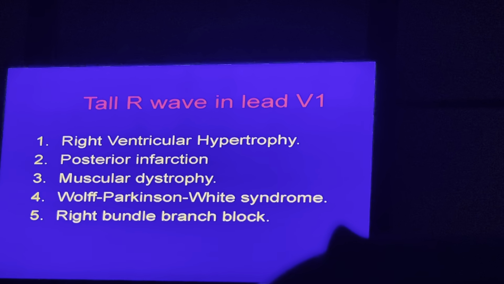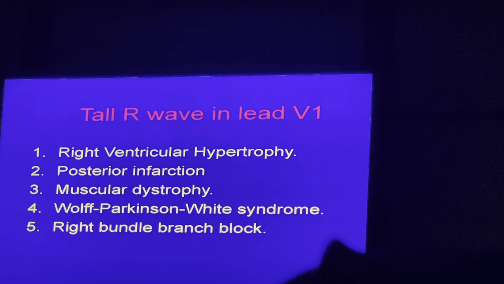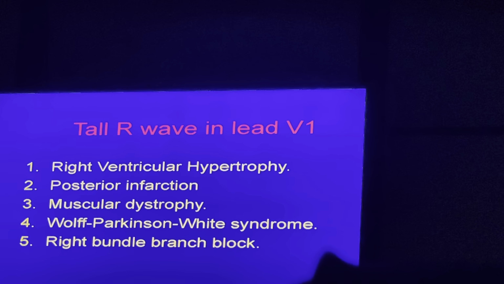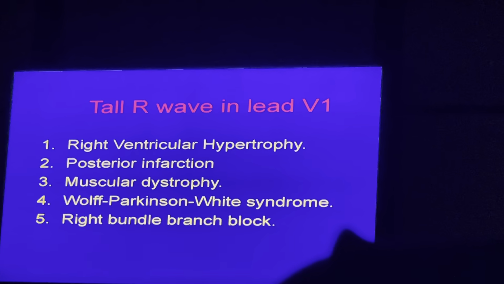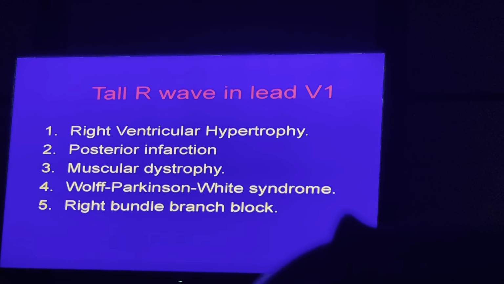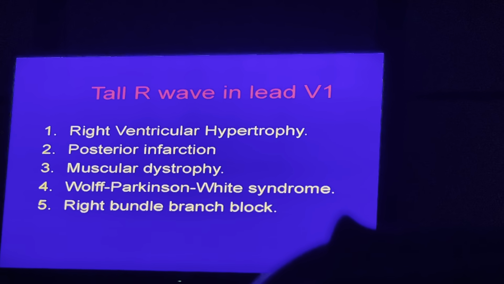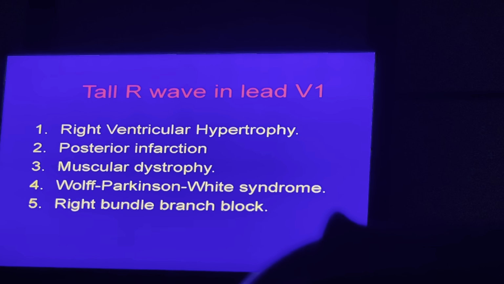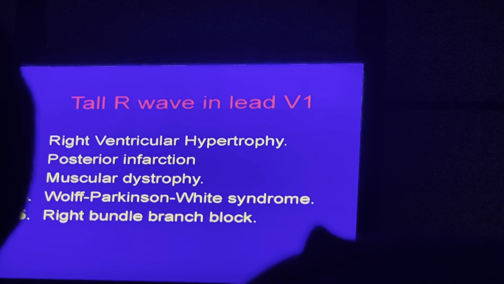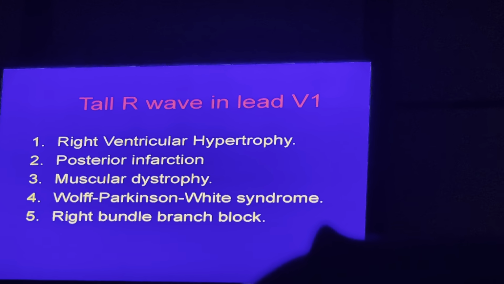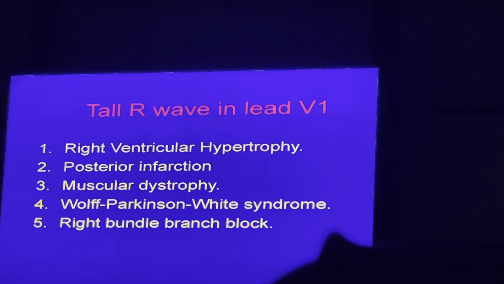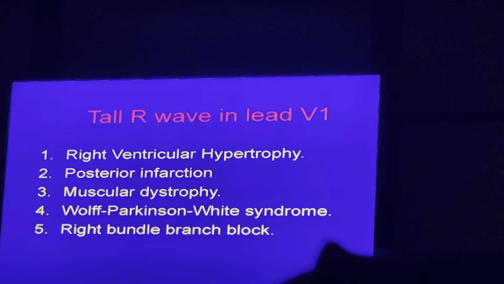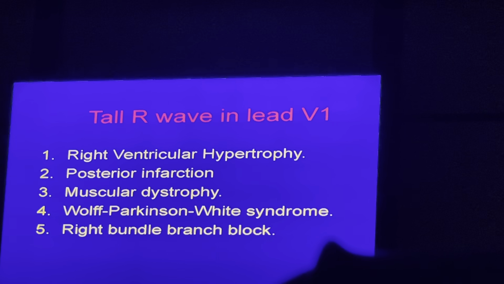Next. Causes of tall R wave in V1. Not every tall R wave in V1 is due to right ventricular hypertrophy. There are certain causes: right ventricular hypertrophy first, then posterior infarction, muscular dystrophy, WPW syndrome, and right bundle branch block. So whenever you see a tall R wave in V1, before calling it RVH, exclude the other causes.